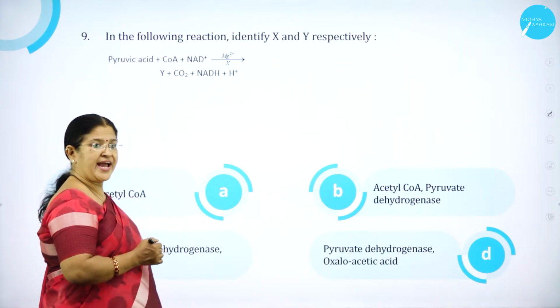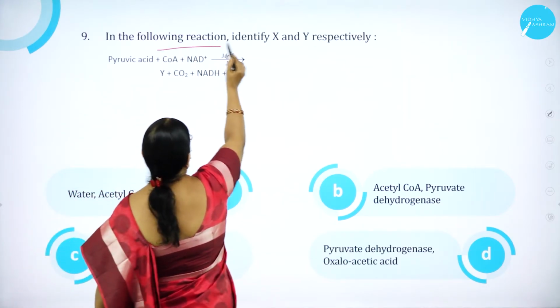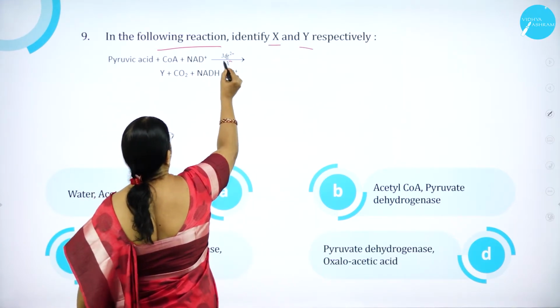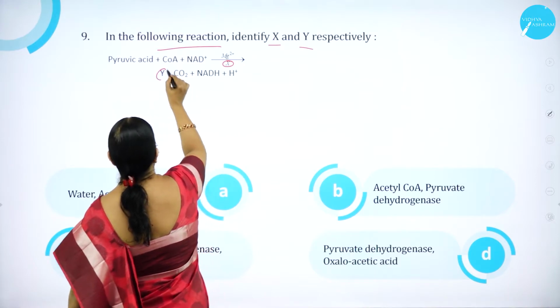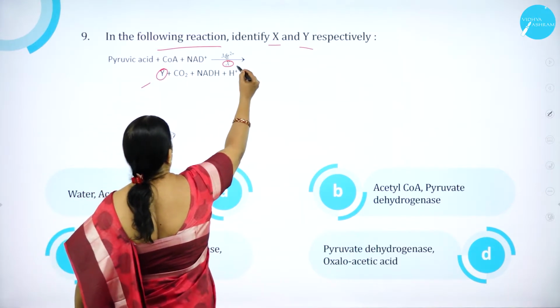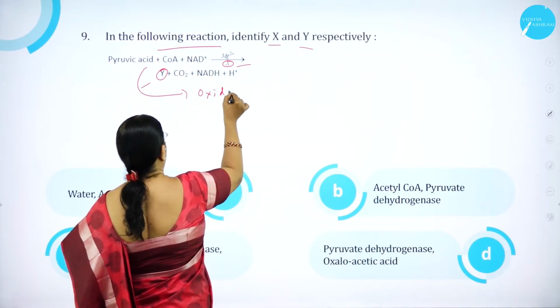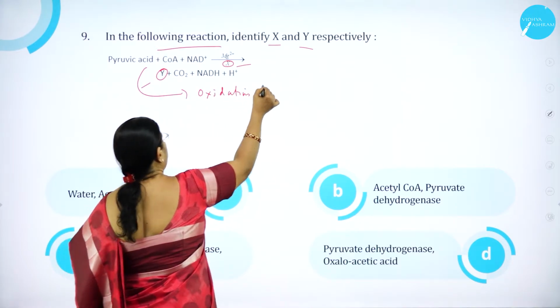In the following reaction, identify X and Y respectively. So you have to identify X and Y. What is X and what is Y? This is a reaction of oxidation of pyruvic acid.